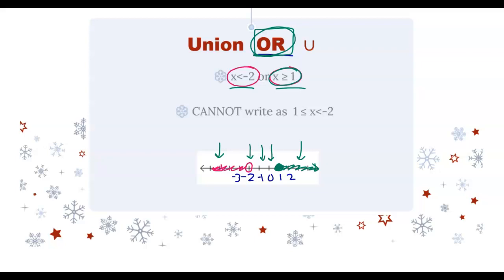And very, very importantly, we cannot write unions or the ors as one compound inequality statement. You have to have an or for the ors. This is saying in between 1 and -2, and that just doesn't make sense because that's not the lower number and that's not the higher number. So we just cannot write it that way. If I see notation like this, I'm assuming it's an and where they're intersecting each other.